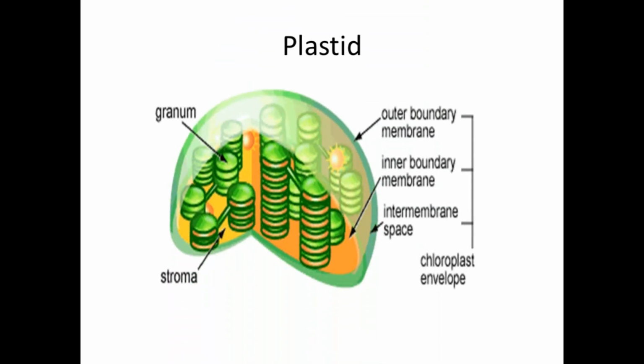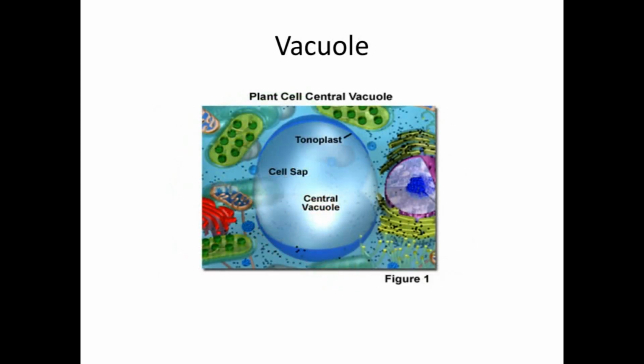Next cell organelle is plastid. Here we can see the diagram of a chloroplast. It has stroma and membranous grana arranged, which help in photosynthesis. Next cell organelle is vacuole. Vacuole is the storage center or storage bag of various compounds like amino acids, proteins, organic acids, sugars, etc.